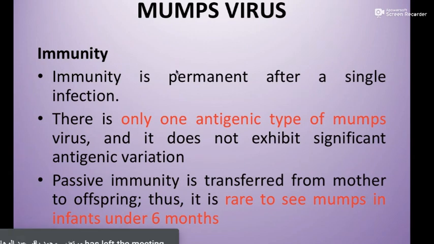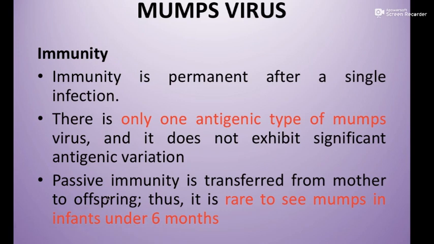من يصير عندنا immunity is permanent, lifelong, after a single infection. There is only one antigenic type of mumps. فقط عندنا نوع واحد antigen type, الحمد لله. So, does not exhibit significant antigenic variation. قلنا ما طول هي الباراميكسوفيروس is non-segmented RNA. So, rarely there is mutation.